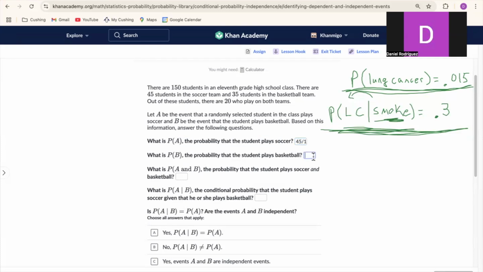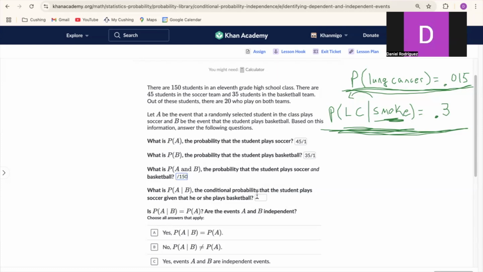Same logic here for basketball. It's going to be out of 150, but how many play basketball out of 150? They tell you in the question it's 35 out of 150. A and B, that's going to be soccer and basketball. Again, it's given in the question that there are 20 who play on both teams. So if I randomly pick a person from this 11th grade class, there is a 20 out of 150 chance that they play both soccer and basketball.